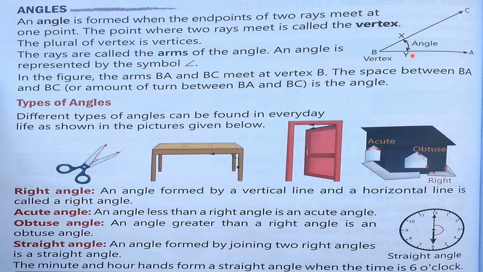And the space between BA and BC, or the amount of turn between BA and BC, is the angle. You can see this turn, the space. This part is known as angle. Okay, this part is known as angle. See here, this part is known as angle.